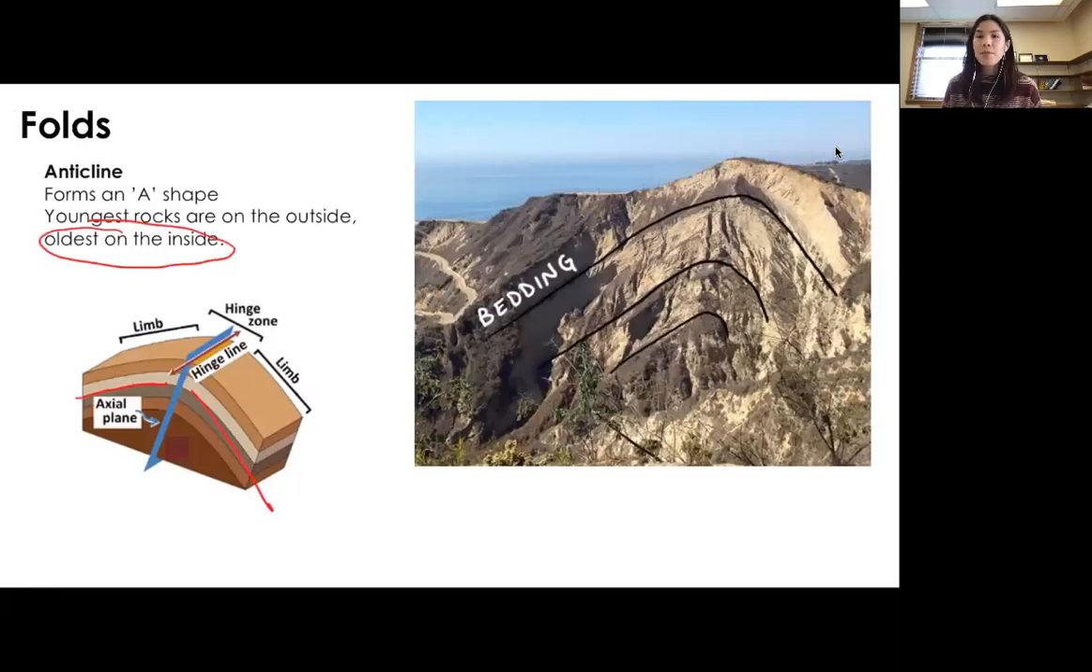And this is important because, despite this example on the right here, erosion that brings this fold to the surface may take away that A-shaped form. So it may actually, in this image, cut everything away like this. And so what you may be left with in order to identify the fold type is the actual rock ages. And the rock ages would confirm that the oldest rocks are on the inside of this fold.